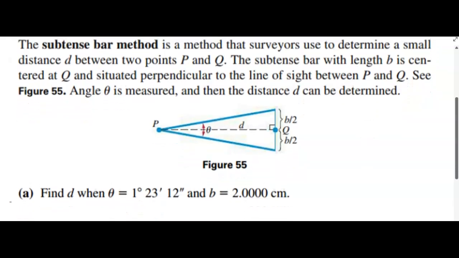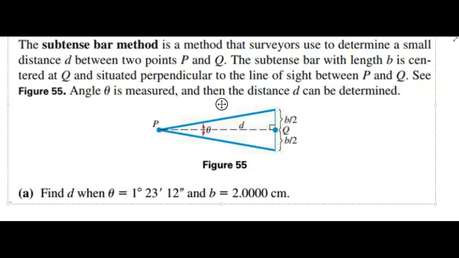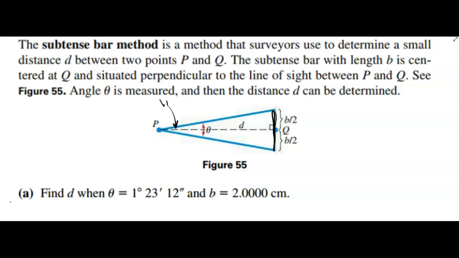The subtense bar method is a method that surveyors use to determine a small distance between 2 points P and Q. The subtense bar with length B, okay, so that's B right here, is centered at Q and situated perpendicular to the line of sight between P and Q. So the line of sight is that dashed line.